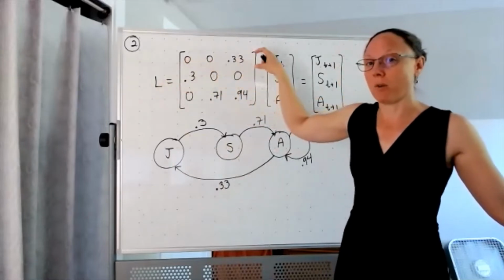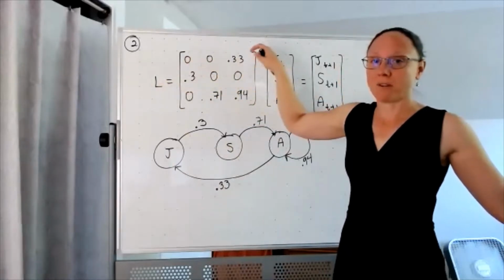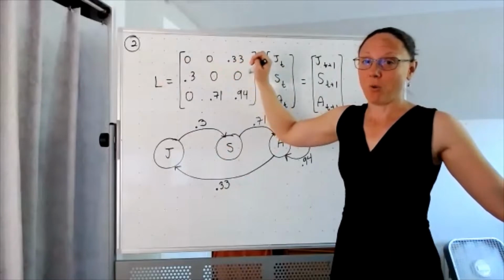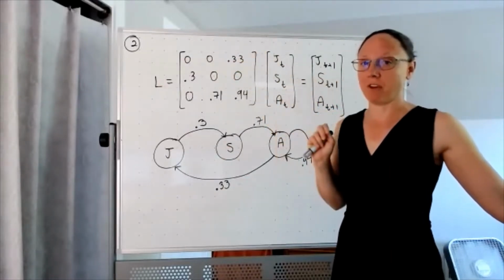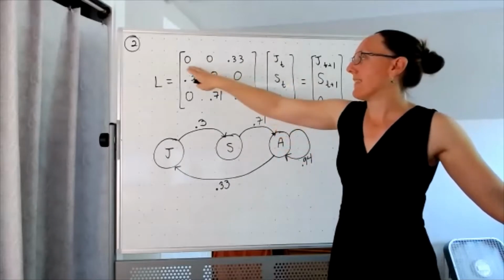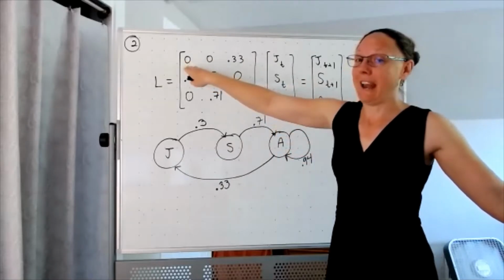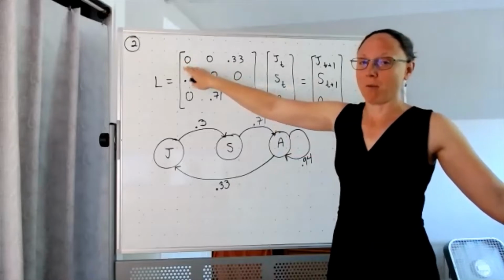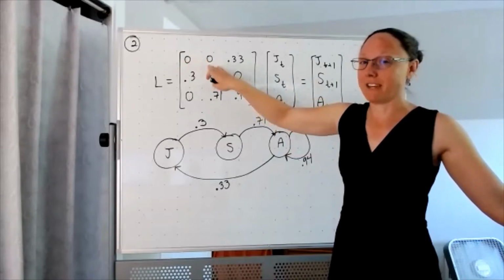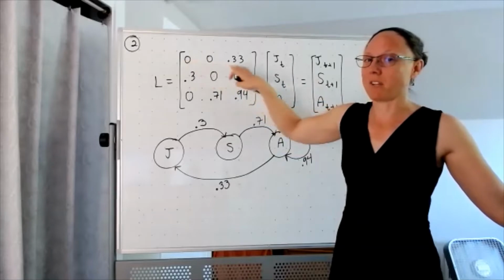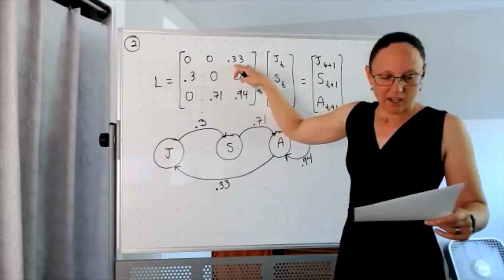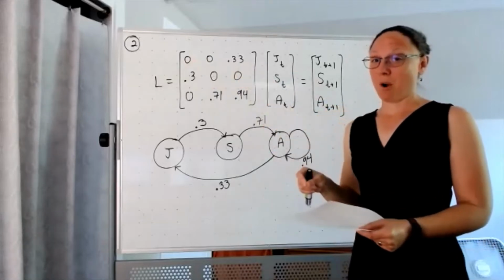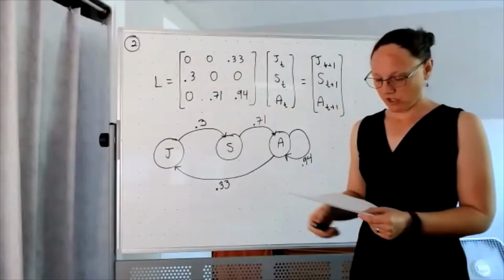I can look at the top row, which represents the fecundity, or the average number of female offspring produced by each female in a breeding cycle. And this says an average number of 0 offspring from our juveniles, an average number of 0 offspring from our subadults, and an average of 0.33 offspring per female adult. I'm going to get through this last part, and then I see that we've got a question.